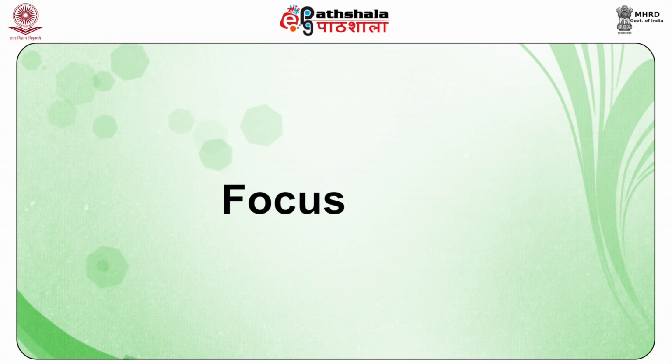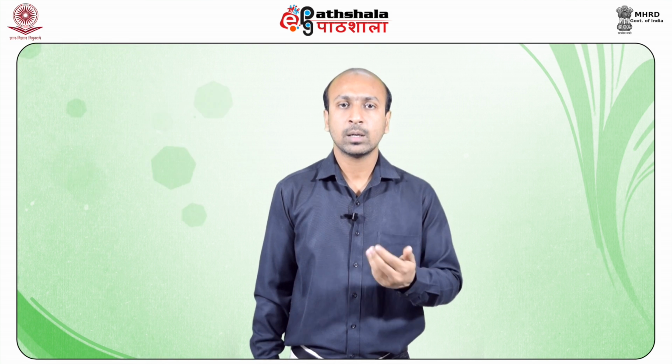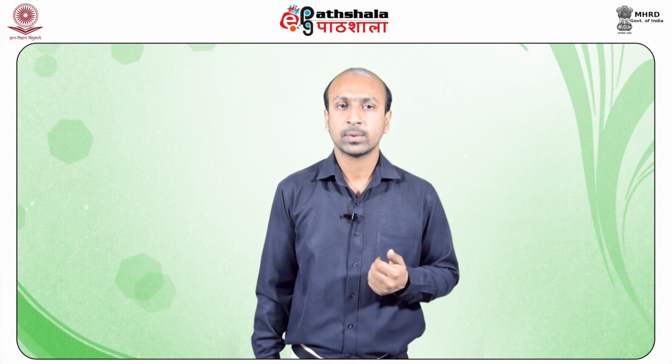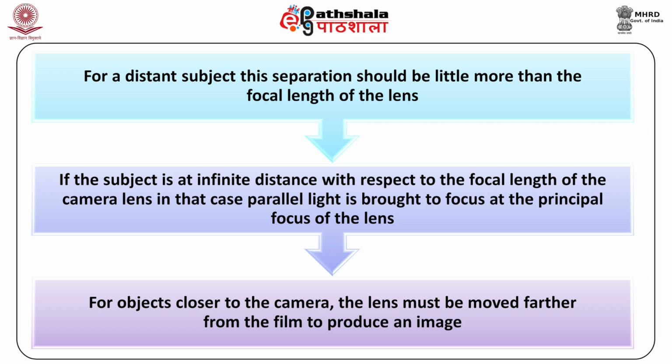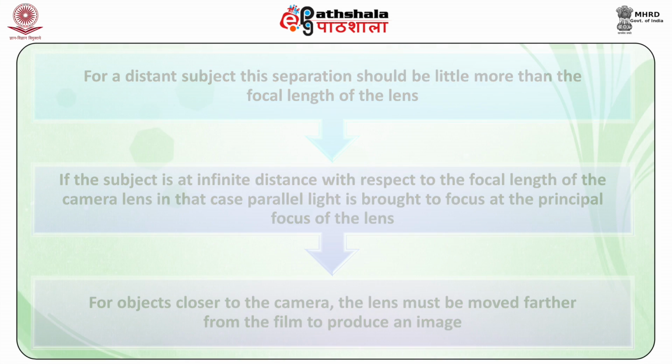Now, focusing. Focusing of a camera is accomplished by altering the distance that separates the lens and the film. For a distant subject, this separation should be a little more than the focal length of the lens. If the subject is at infinite distance with respect to the focal length of the camera lens, in that case parallel light is brought to focus at the principal focus of the lens. Next, for objects closer to the camera, the lens must be moved further from the film to produce an image.